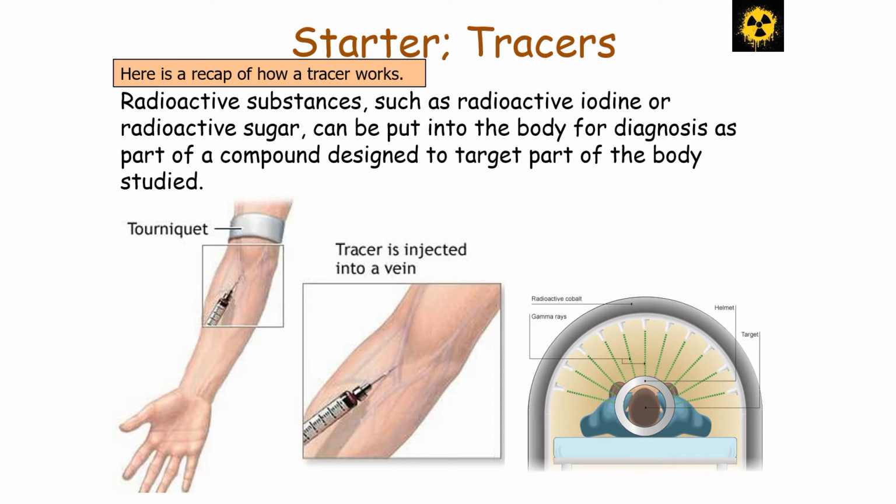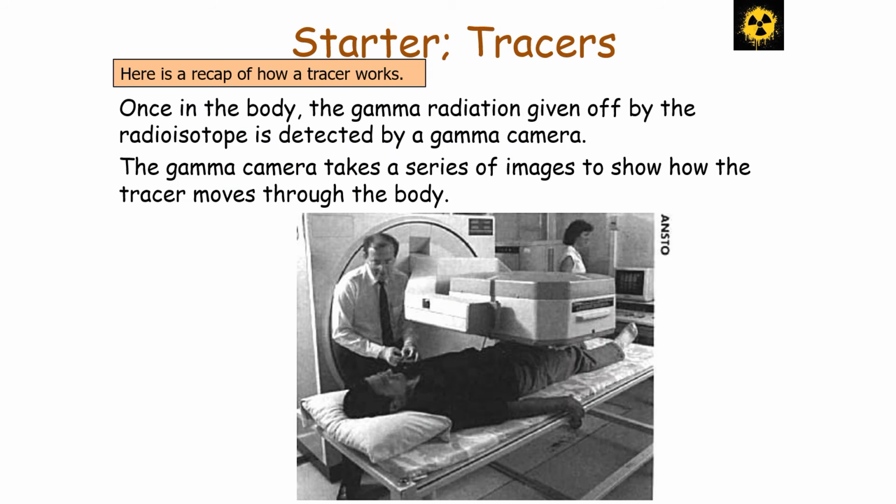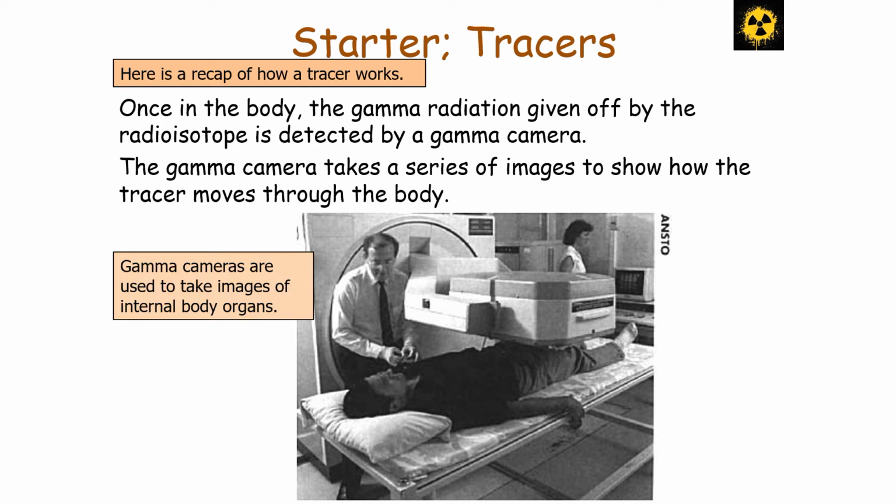Now, radioactive substances such as radioactive iodine or radioactive sugar can be put into the body for diagnosis as part of a compound designed to target the part of the body studied. Once in the body, the gamma radiation given off by the radioactive isotope is detected by a gamma camera. The gamma camera takes a series of images to show how the tracer moves through the body. So the gamma cameras are used to take images of internal body organs.